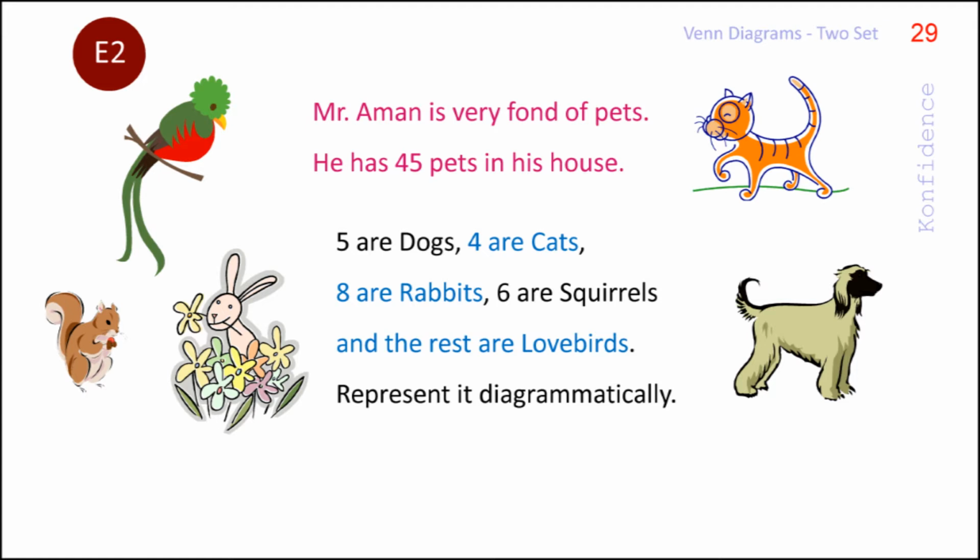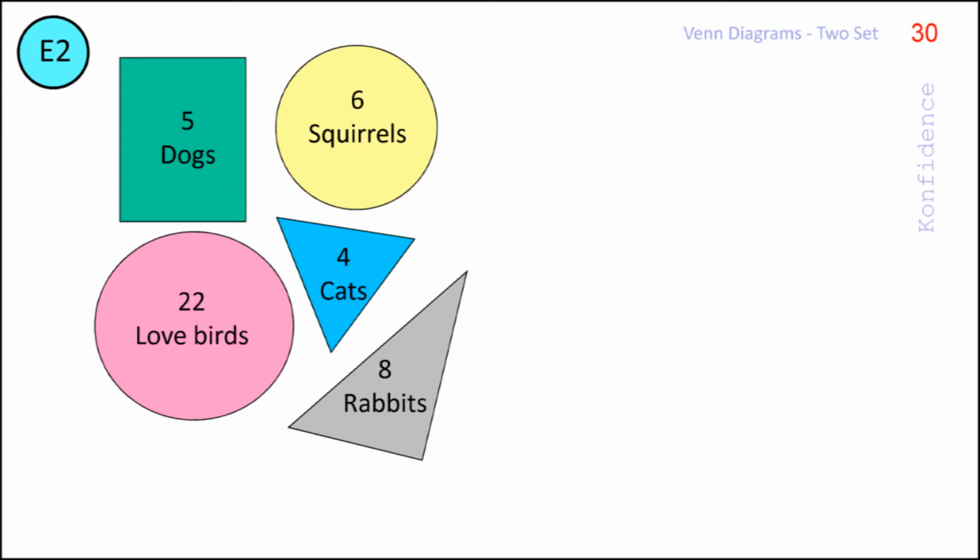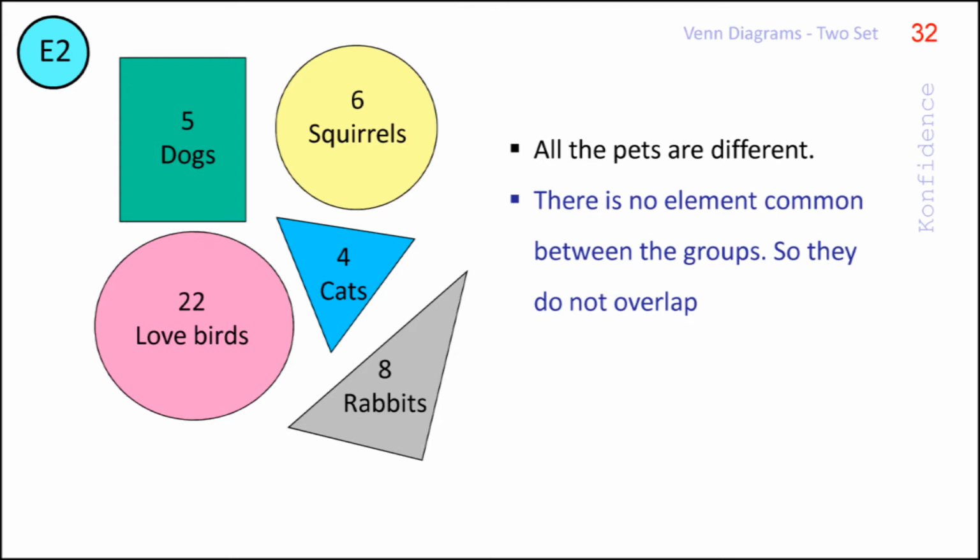How can we represent this? Look at the figure. All the sets have been represented in different shapes: circle, oval, triangle, rectangle, etc. Please note that all the pets are different. There is no element common between the groups, so they do not overlap. Also, note that the sum of all the pets should be 45.